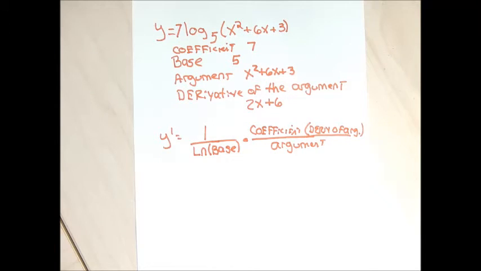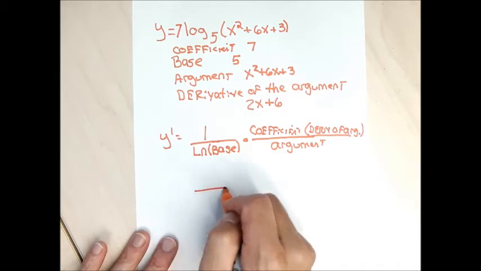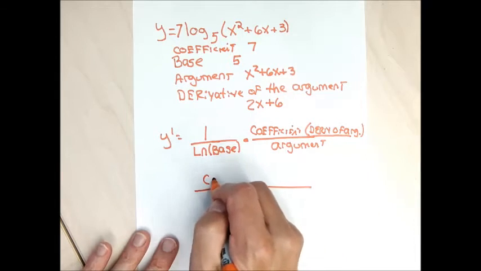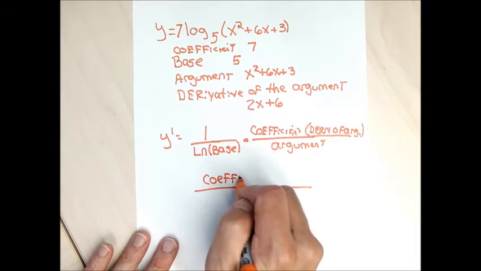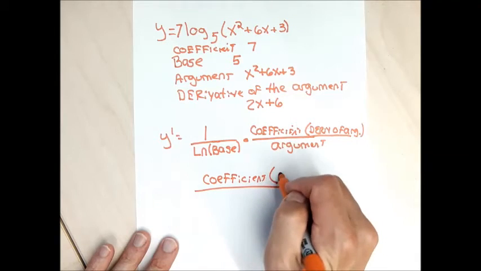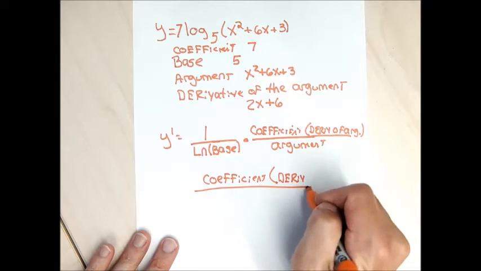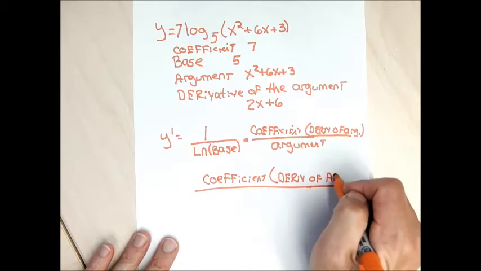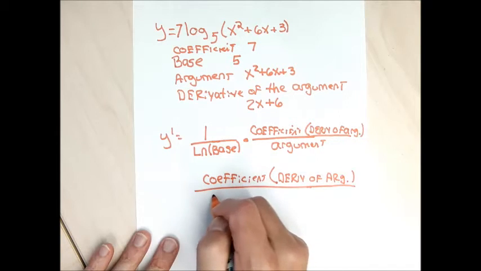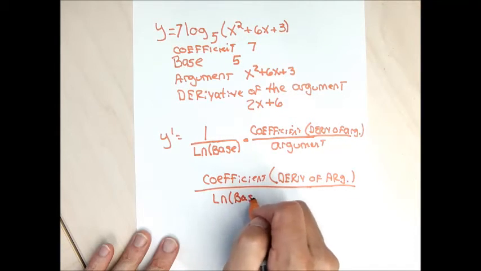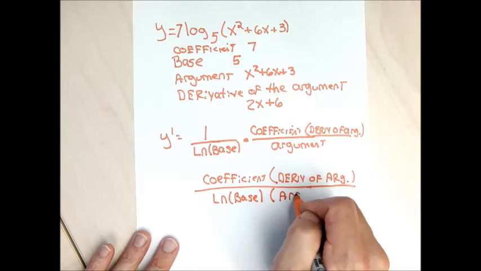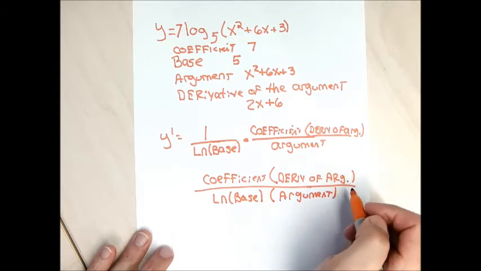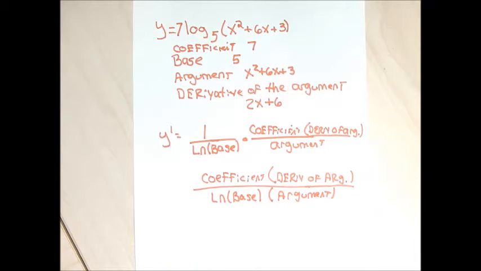And let me clean it up a little bit, because it's always going to simplify. Forget this 1 over part. Let me write it as the coefficient times the derivative of the argument, divided by the natural log of the base times the argument. I think that's probably a nicer form for the derivative. They're both correct, but this one would probably make a nicer answer.